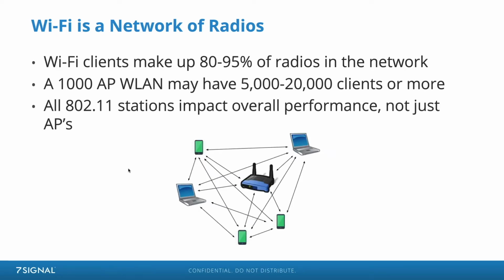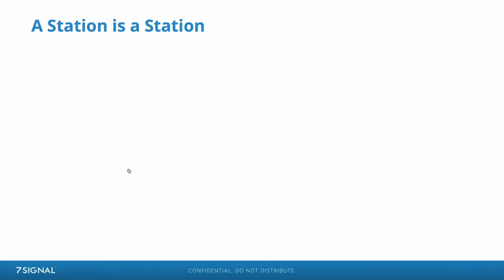The reality looks more like this. All the radios participating in the network have to transmit and receive, and they all have to be able to receive each other. So when you look at it this way, you can see that we think about the AP being so central to performance, but the client radios are just as critical and play just as important a role. One way to think about that is just to say a station is a station. It's an AP or it's a client, it doesn't matter.